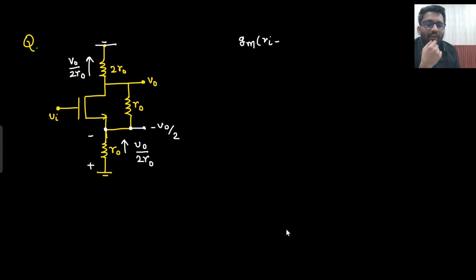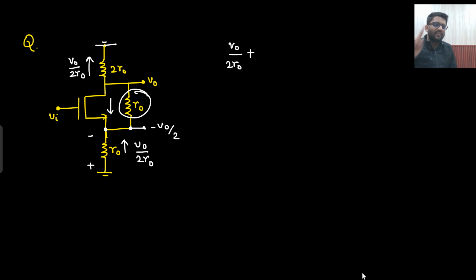Right? And why did I find that voltage drop? Because my target was to find the current in MOS. And why did I want the current in MOS? Because at V0 I can apply nodal. At V0 I can apply nodal. From V0 to ground, what is the current? V0 by 2R0. From V0 to ground there is current V0 by 2R0. Plus from V0 there is another branch, this branch. And in this branch how much current is flowing? V0 minus this potential divided by R0. So V0 minus this potential, that is minus V0 by 2. So here plus will come, divided by R0.